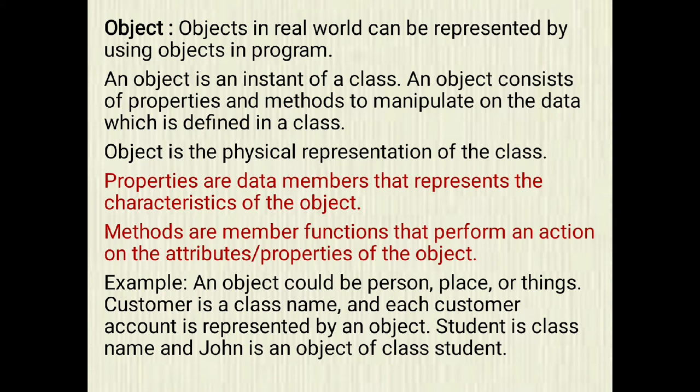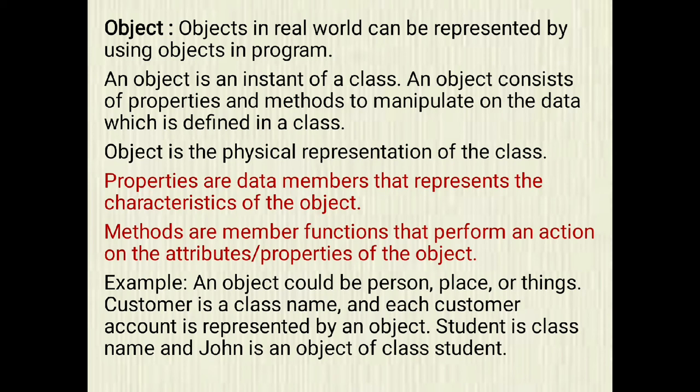Here, properties are the data members. When you talk about the word properties, they are called data members, that represent the characteristics of the object, like we discussed about the breed, the age, the color. Those are called data members, and they are called properties. Methods here are called member functions. They perform an action on the attributes or properties, which are also called data members of the object.